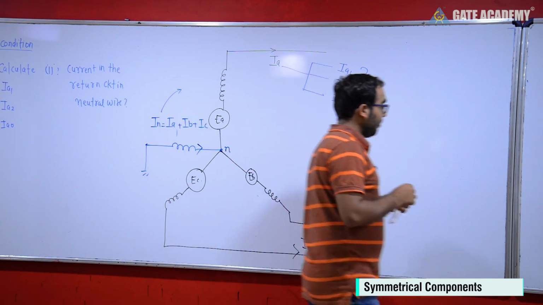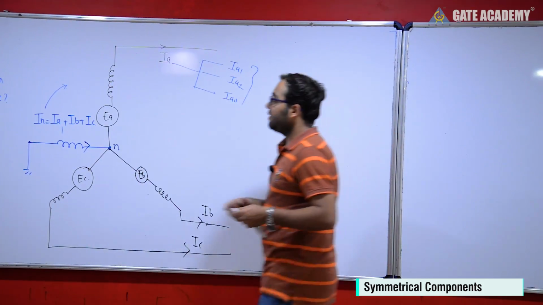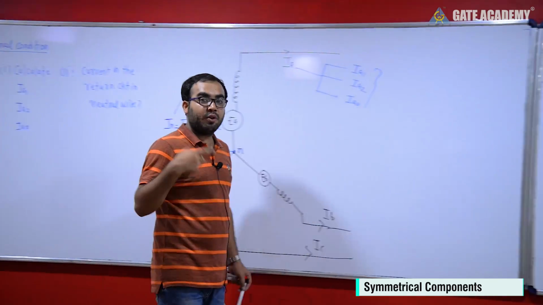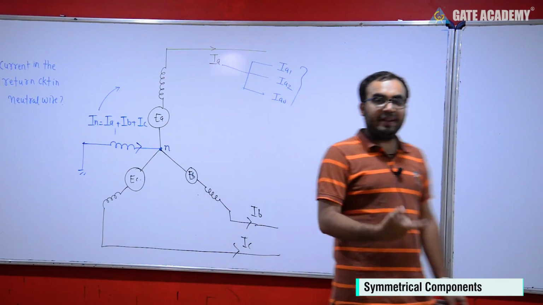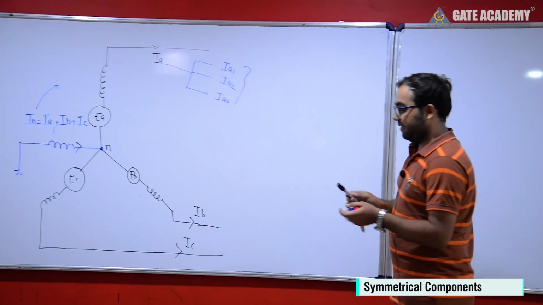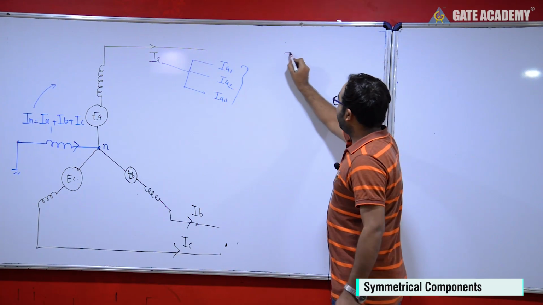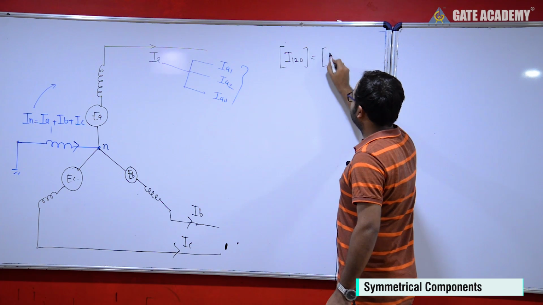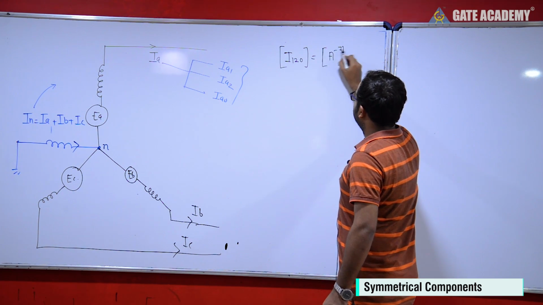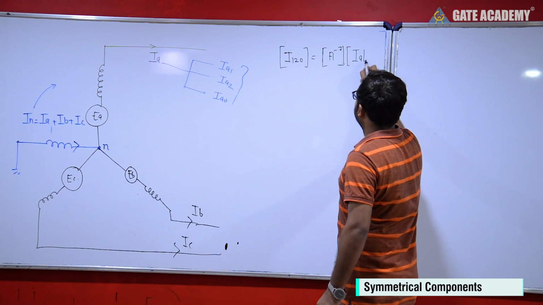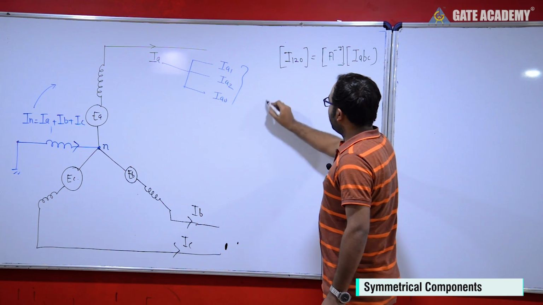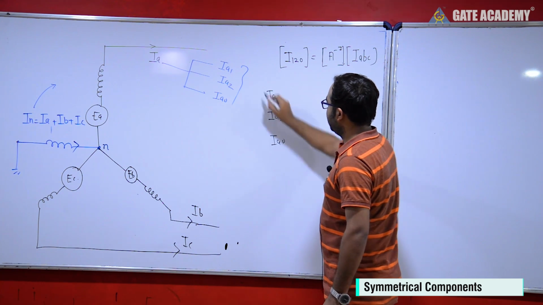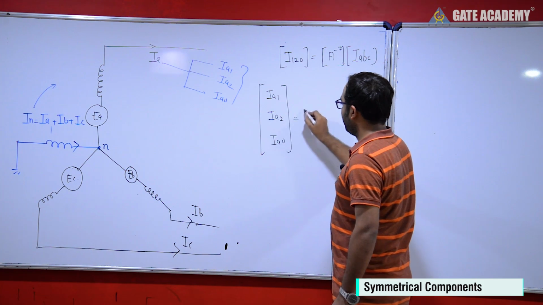Okay, we'll start from the basics. Again you can see which values are given: the values A, B, C are mentioned, and it is asked about 1, 2, 0. So what is the trick? If we want to find 1, 2, 0 from A, B, C, which matrix are we using? A inverse. So we can say I1,2,0, that is IA1, IA2 and IA0, is equal to A inverse times IABC. The value of A inverse is equal to 1 by 3.